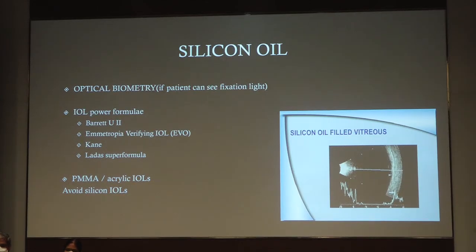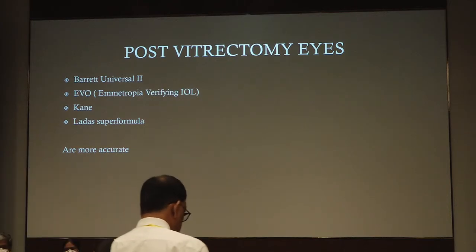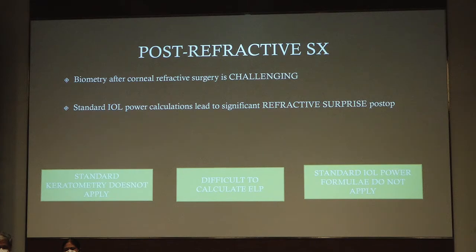Optical biometry, of course, is the technique of choice for measuring the axial length, and you can use formulas like Barrett Universal 2, or the Image-superior verifying IOL, EVO IOL, or the Kane, or the Ladas Super Formula. For post-vitrectomy eyes, the IOL power formulas which provide good results are Barrett Universal 2, the EVO IOL, the Kane IOL, and the Ladas Super Formula.